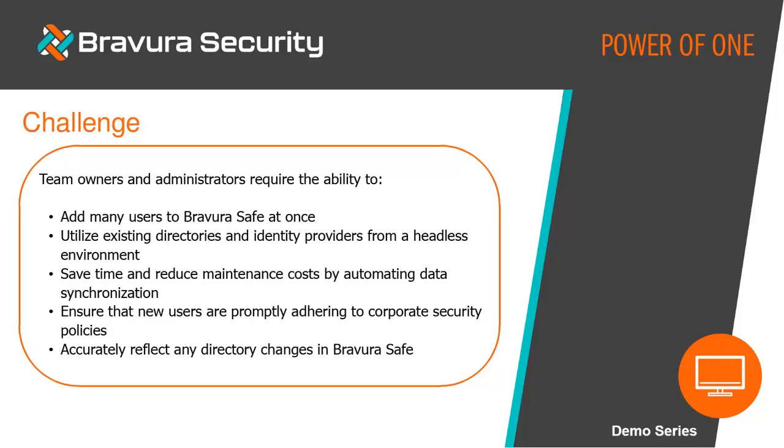Team owners and administrators require the ability to add many company, division, location, or department users to Bravura Safe teams at one time. Utilize existing directories and identity providers from a headless environment for the most up-to-date information. Save time and reduce maintenance costs by securely automating employee onboarding and offboarding into Bravura Safe teams. Ensure that new users are promptly adhering to corporate security policies. And ensure that any changes made in directories are promptly and accurately reflected in Bravura Safe.